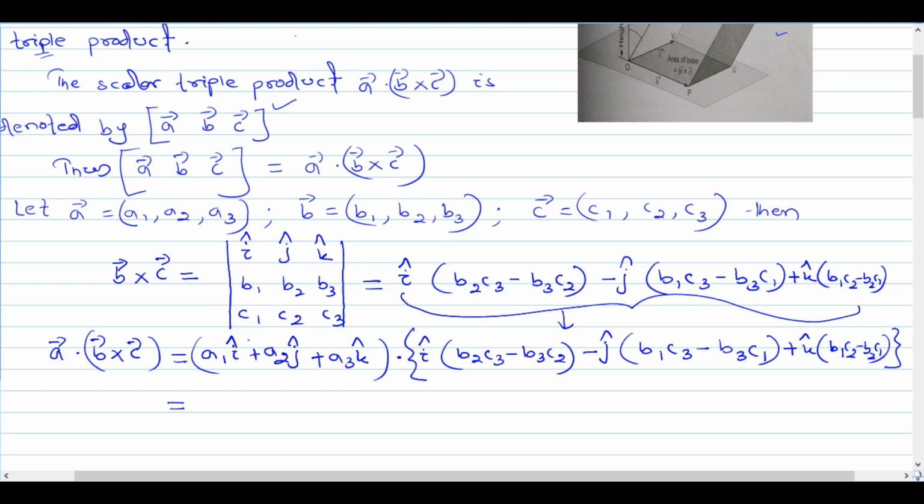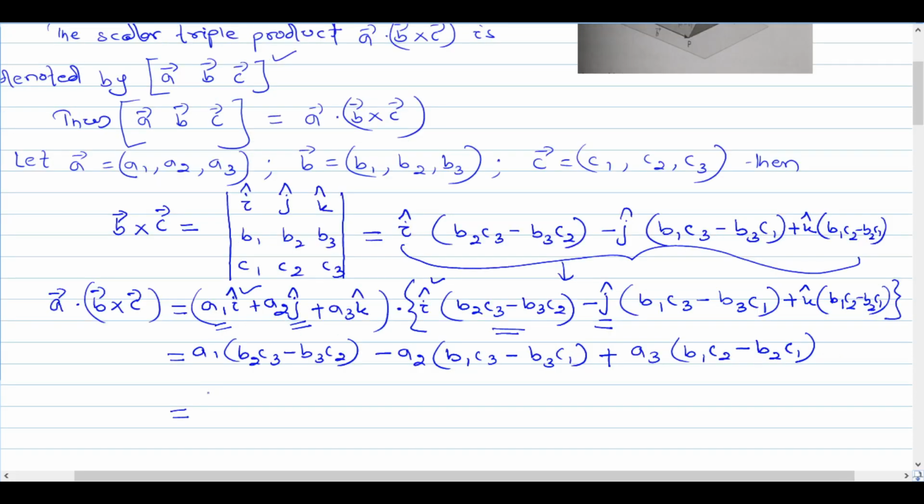Since i dot i is 1, we get A1 into B2 C3 minus B3 C2, minus A2 into, since j dot j is equal to 1, B1 C3 minus B3 C1, plus, since k dot k is 1, A3 into B1 C2 minus B2 C1. So this is nothing but the determinant of A1 A2 A3, B1 B2 B3, C1 C2 C3. So that is the scalar triple product of A vector, B vector, C vector.